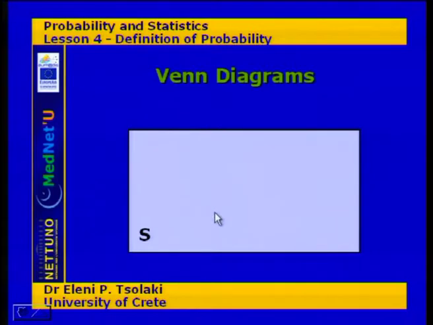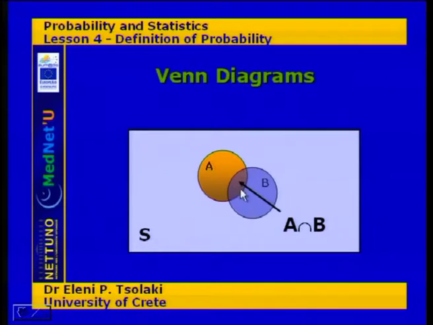Venn diagrams are an easy way to understand the properties, but they are not a way to prove a property. This is done as it has been shown mathematically. We have the sample space S, we have an event A, we have an event B, their intersection is not the empty set, it's this common part here.